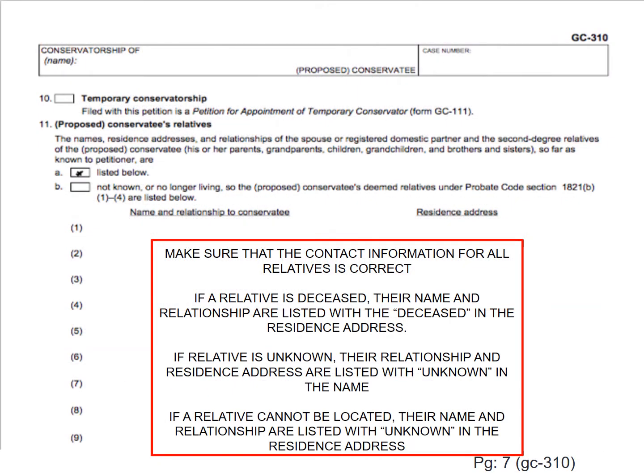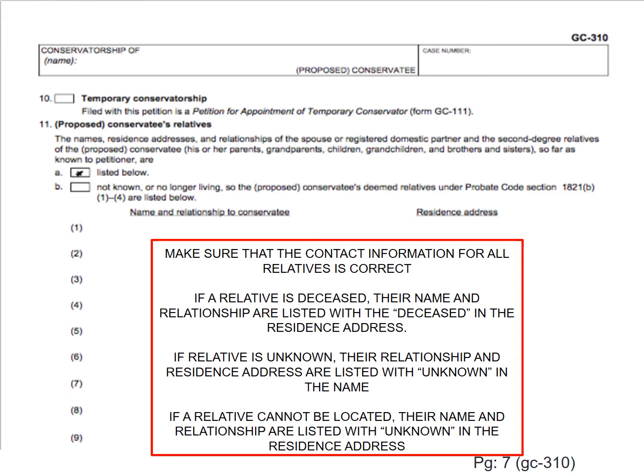On page 7 of Form GC-310, check the box next to item 11A, and then below you will write in the name, relationship, and residence address of each of the first and second degree relatives of the conservatee. Remember, this includes the conservatee's spouse, children, and grandchildren if they have them, their brothers and sisters, including half-siblings, their parents, their maternal grandparents, and their paternal grandparents.